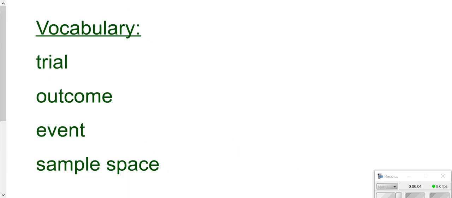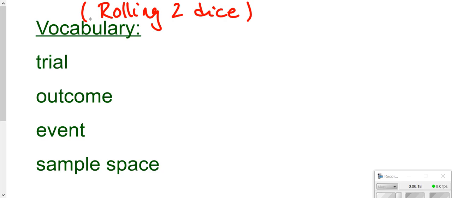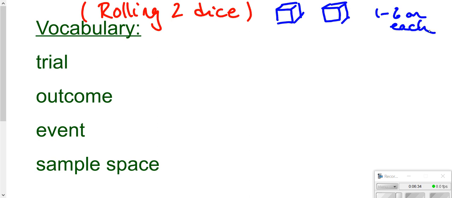So now let's go through those same vocab words again, but let's think about the idea of rolling 2 dice. This was mentioned in the video that we watched recently. If I'm rolling 2 dice, the dice I'm thinking of are standard dice shaped like cubes. Each die has the numbers 1 through 6. So a trial in this scenario would be rolling the dice.